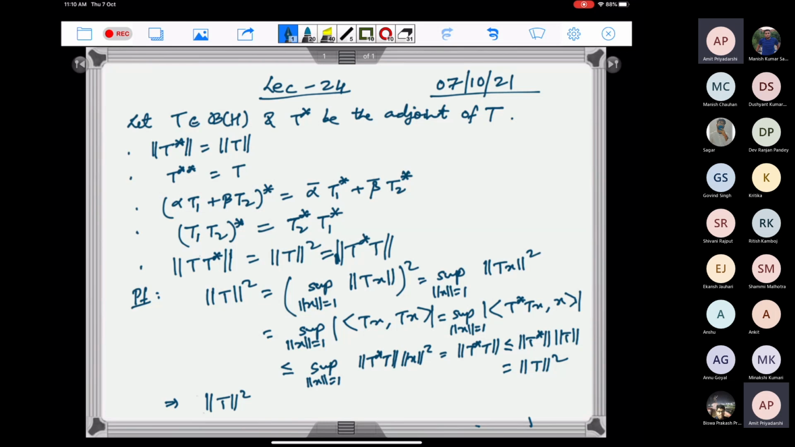Norm T square less than or equal to norm of T star T. So you see that this is the important one, because the other way we know that this will be less than or equal to norm T star times norm T, which is norm T square. So this implies norm of T star T is equal to norm T square. And the other one follows because T star star is T, so we get this equality also.